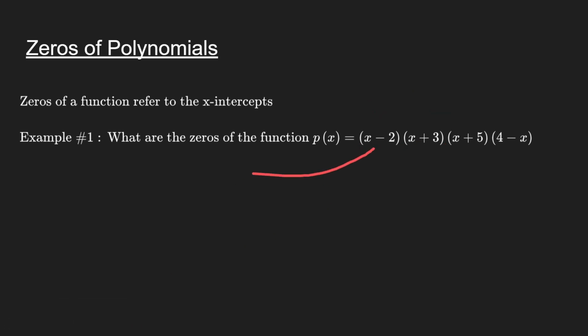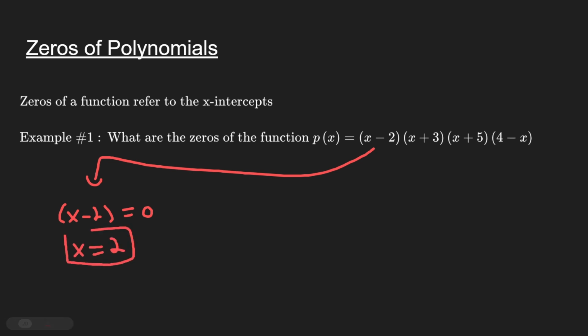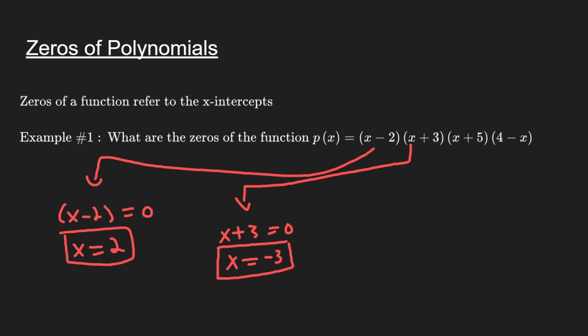So let's first do this over here. x minus 2 is equal to 0. So what we have to do is add 2 to both sides, so x is equal to 2. One of the zeros is x equal to 2. Let's do this over here. x plus 3, so whatever makes this binomial equal to 0. We're going to say x plus 3 is equal to 0, so x is equal to minus 3. That's another zero right there.